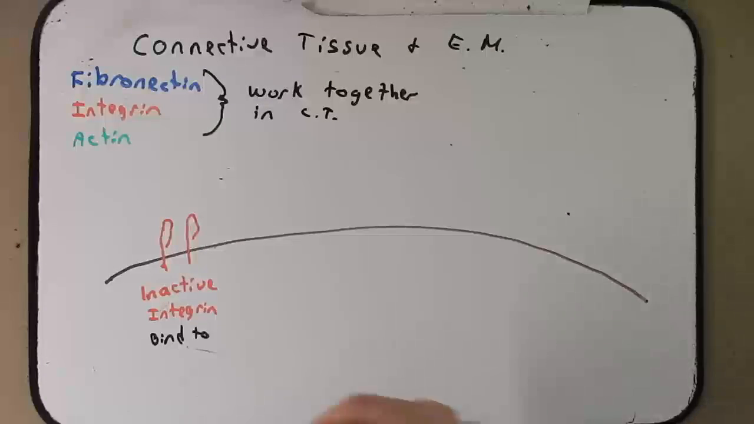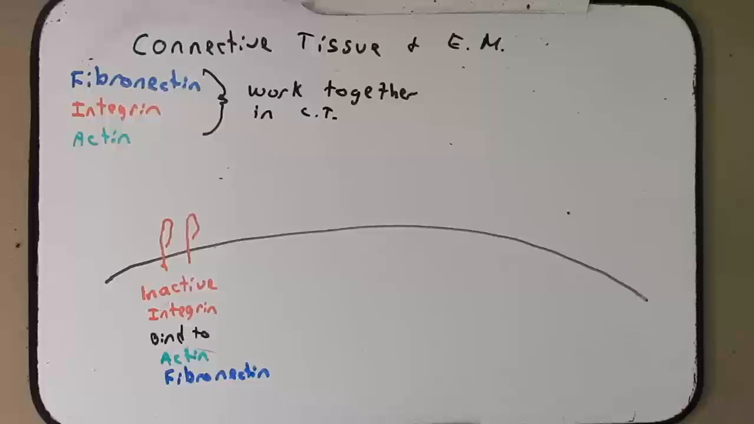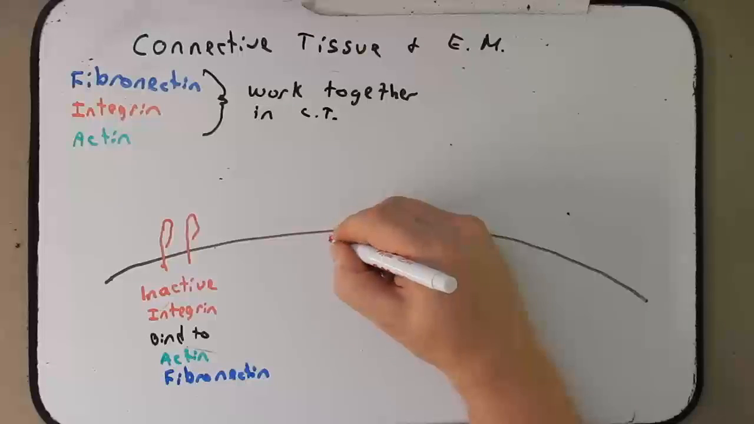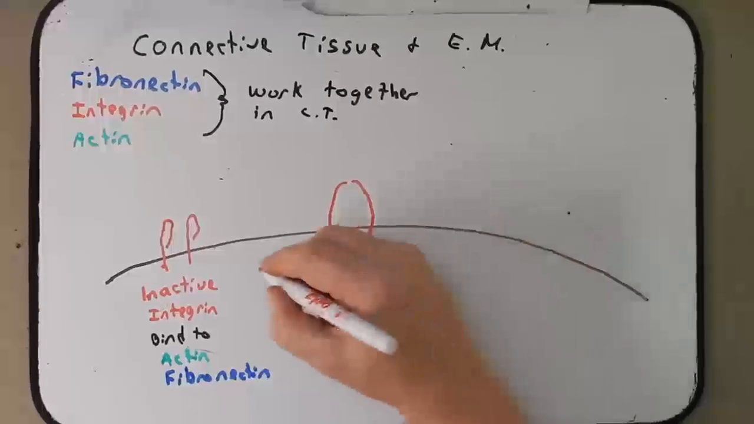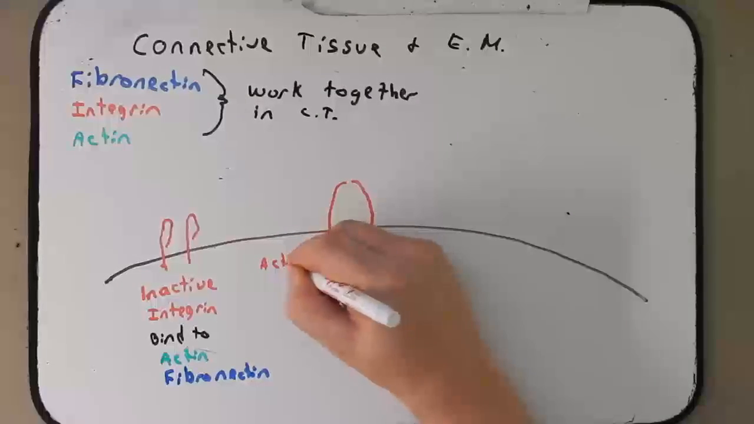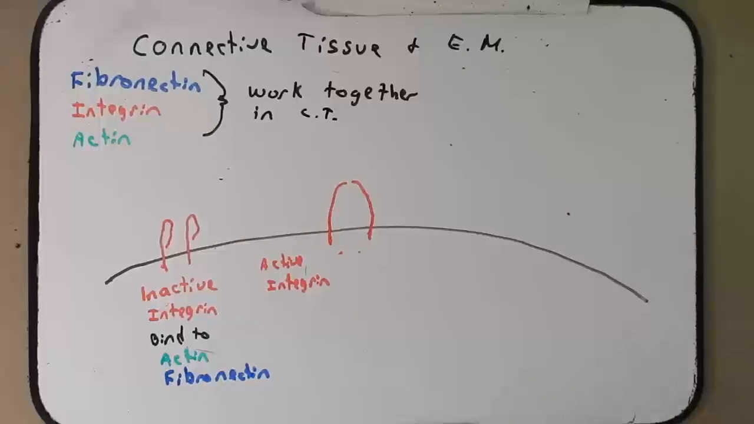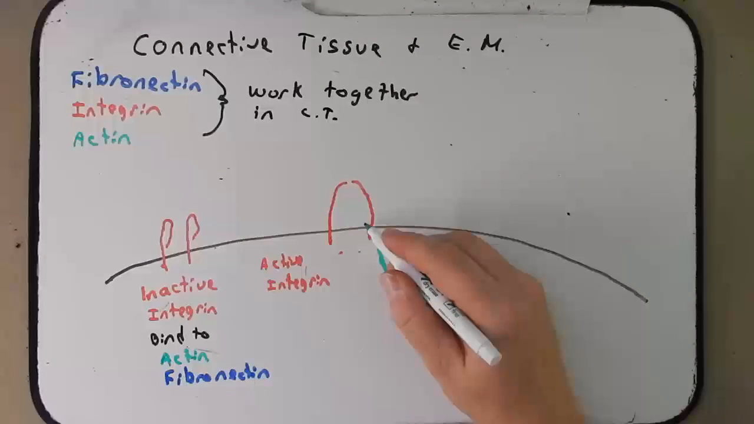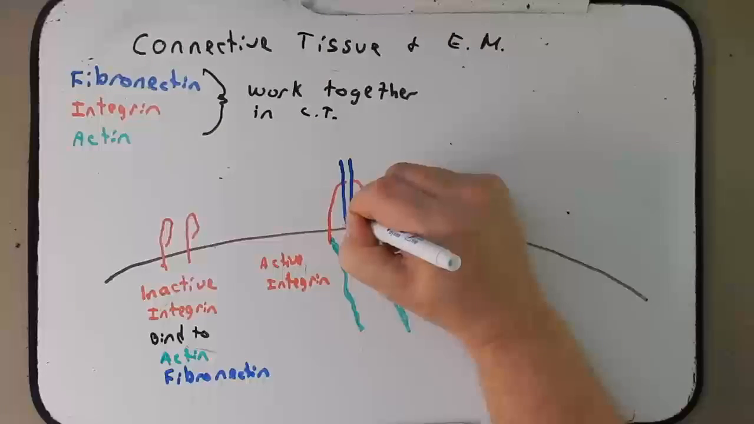Integrins can bind to actin and fibronectin. Binding to either one of these will activate the integrin. And when it's activated, the two integrins will interact with each other. So this is an active integrin. And it's active because the actin cytoskeleton has bound to it. In addition, fibronectin has bound to it.